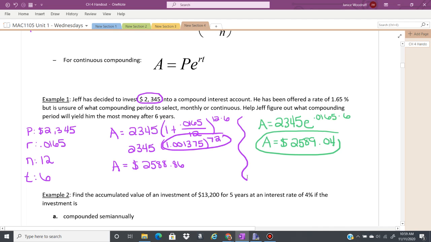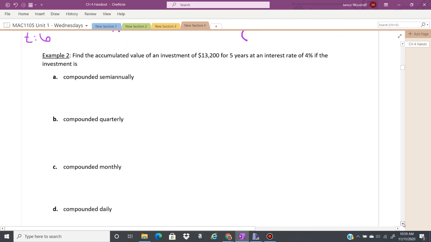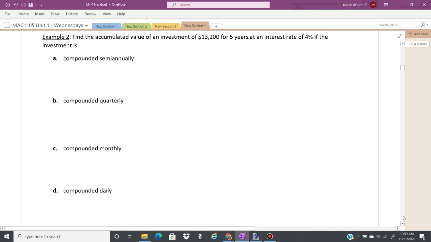Okay, so let's work with this again with some periodic interest in example 2. We have: find the accumulated value of an investment of $13,200 for 5 years at an interest rate of 4%, and then we have 4 different compounding periods. So our P is going to be this 13,200, 5 is our time, and the interest rate 4% is going to give us an R of 0.04. If I do each of these, semi-annual, that's 2 times a year. Quarterly, 4 times a year. Monthly, 12 times a year. Daily, we go with 365.